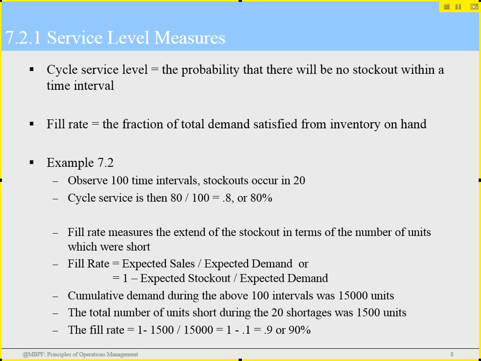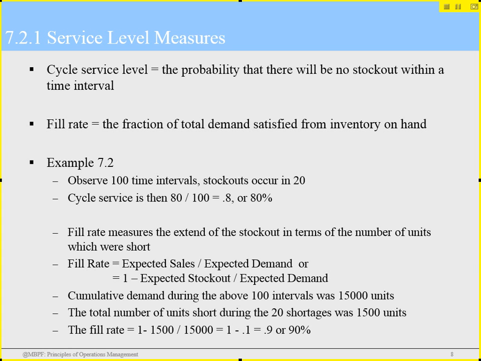Okay, and so the cycle service level is that probability that there's no stock out within a particular time interval. The fill rate is just the fraction of total demand satisfied from inventory on hand. So our example 7.2, if we have 100 time intervals and stockouts occur in 20 of them, then our cycle service level is 80 out of 100 or 80%, right? So it's the number of times that we can fill an order divided by the actual number of times that we attempted to fill an order.